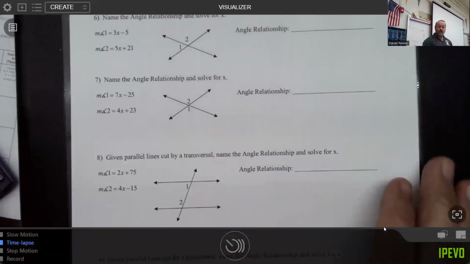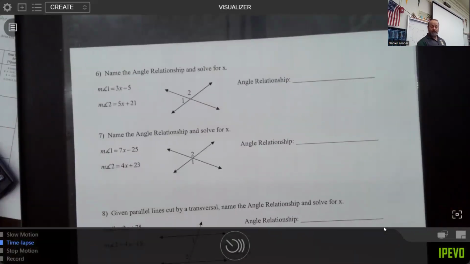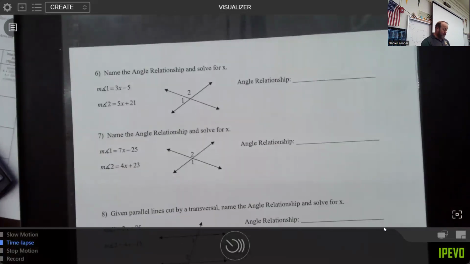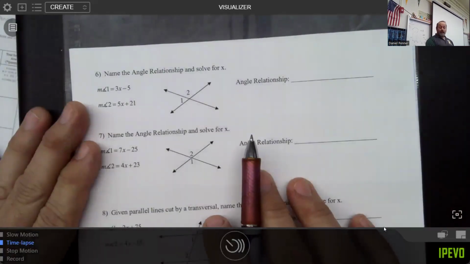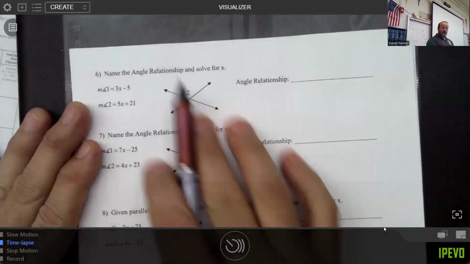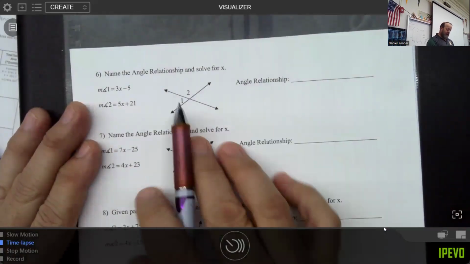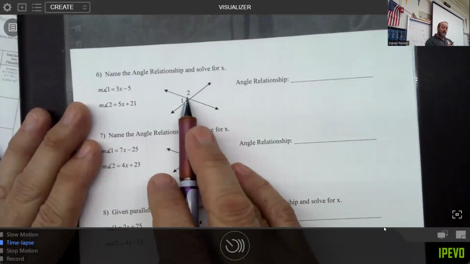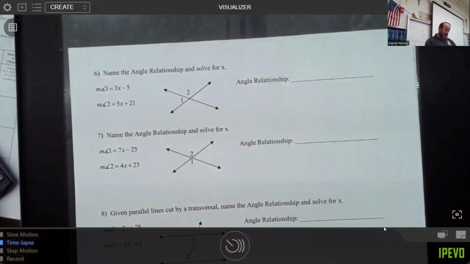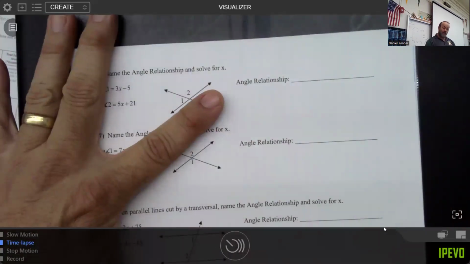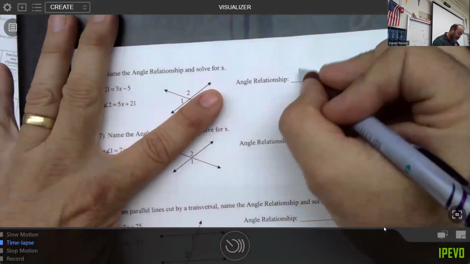Okay, so we'll finish up page 2 and then we'll be done. So page number 2. What we have right now is this idea of these two intersecting lines. Keep in mind that angle 1 and 2 are adjacent. They're side by side. They also together, if you go like this, you'll notice they form a line. So we're going to call that a linear pair.